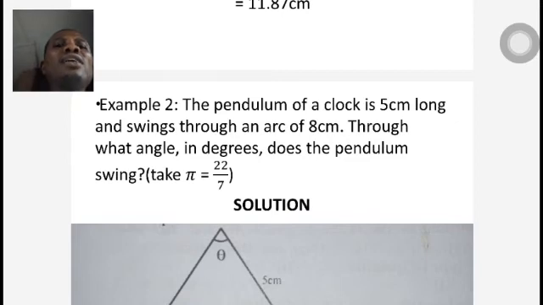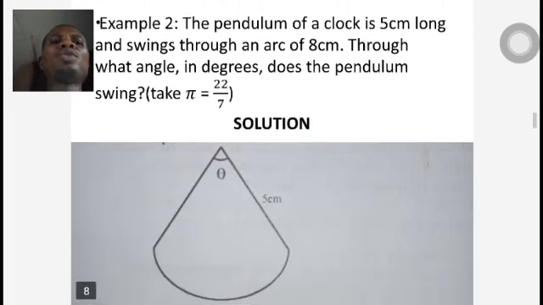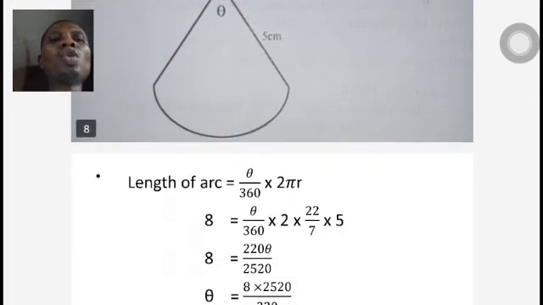It said, through what angle in degrees does the pendulum swing. So you are looking for the angle now, and you are given the length. So you are still going to apply the formula for the length of an arc of a circle, which is theta over 360 times 2 pi r. But here you are given the length, so that is 8.